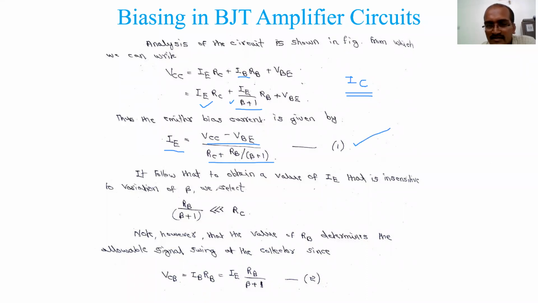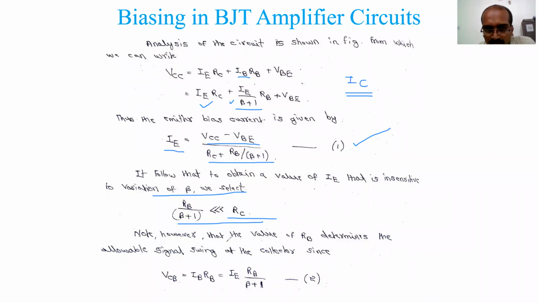Now the second aspect is that IE should not vary with beta. To obtain a value of IE that is insensitive to variation of beta, we select the RC value to be much larger than RB by beta plus 1, or RB by beta plus 1 to be much lesser than RC. Both ways you can say it. Then it will be independent of beta.